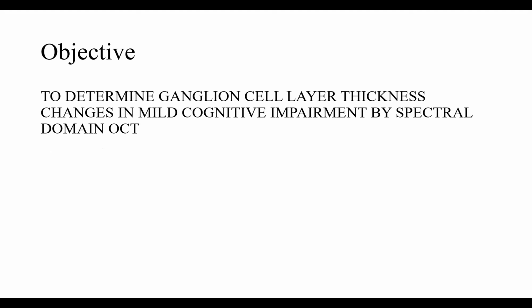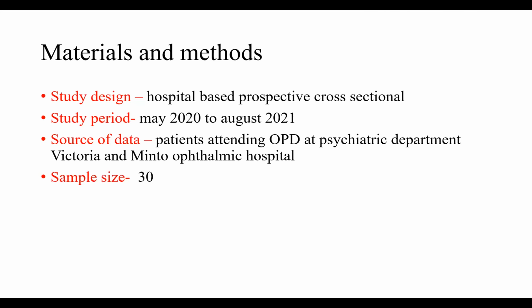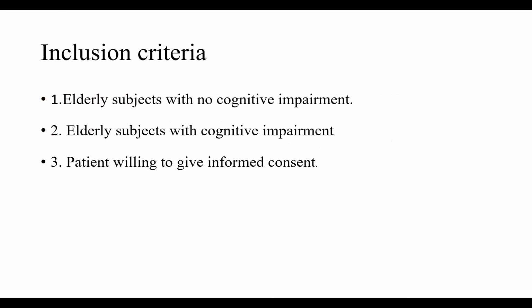Coming to the objective, it is to determine the ganglion cell layer thickness changes in mild cognitive impairment by spectral domain OCT. Coming to the materials and methods, the study design was a hospital-based prospective cross-sectional study, and the study period was from May 2020 to August 2021. Data were collected from patients attending the psychiatry OPD at Victoria Hospital, and the sample size was 30.